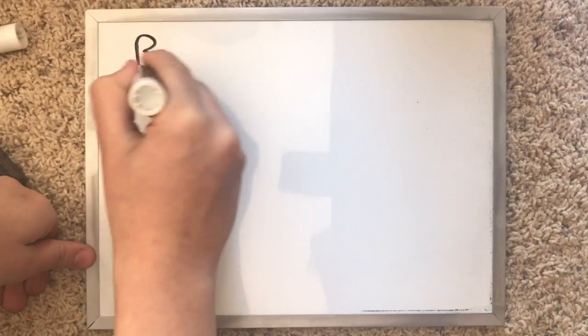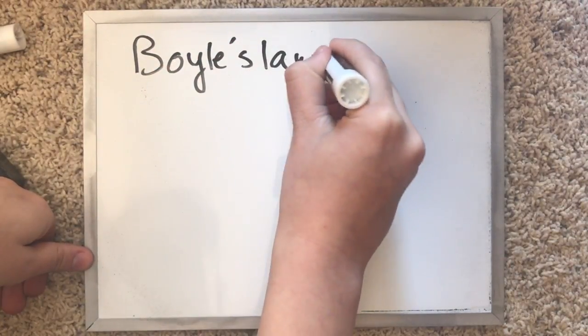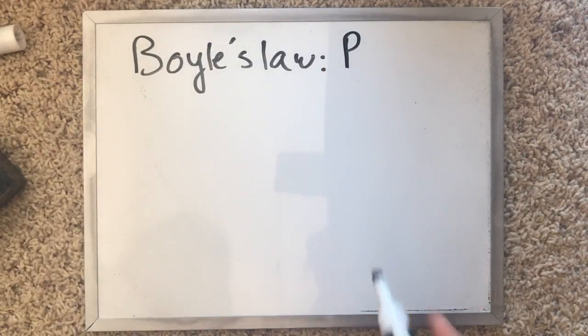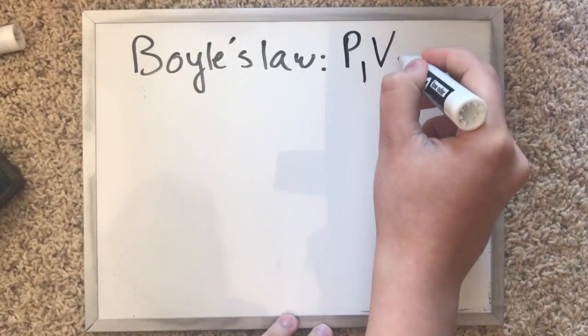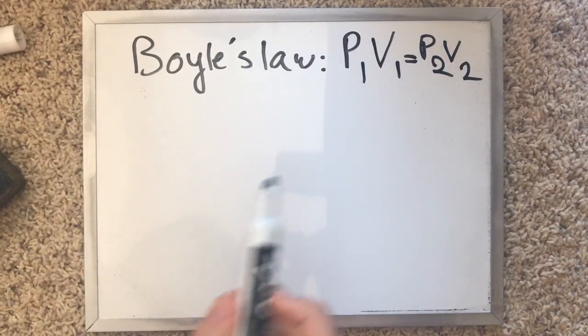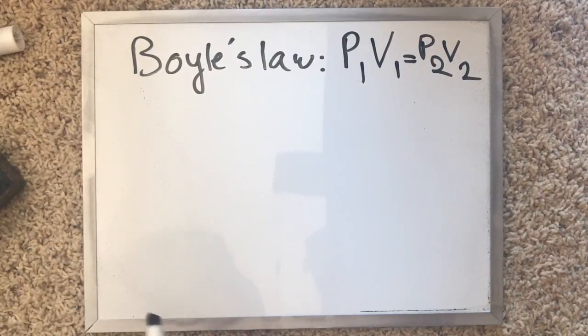The first gas law that we have is Boyle's law, which tells us that pressure is inversely proportional to volume. So we're going to have P1 V1 equals P2 V2. Remember that pressure should have the same unit and volume should have the same unit when writing it.